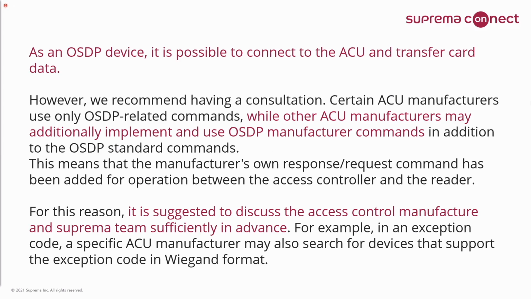However, some other access control panel manufacturers use some OSDP manufacturer commands in addition to the OSDP standard commands. So it is suggested to discuss in advance with the access control panel manufacturer and the Suprema team. For example, the exception code. In an exception code, a specific access control panel manufacturer may also search for devices that support the exception code in Wiegand format.